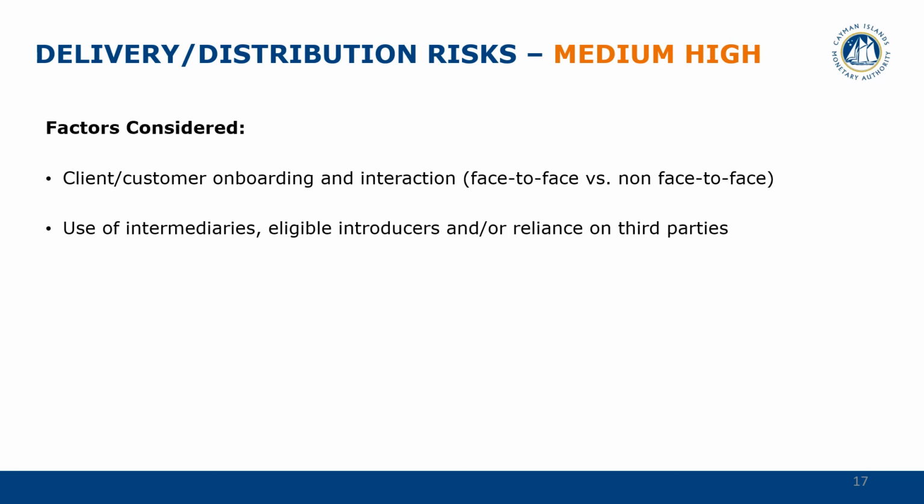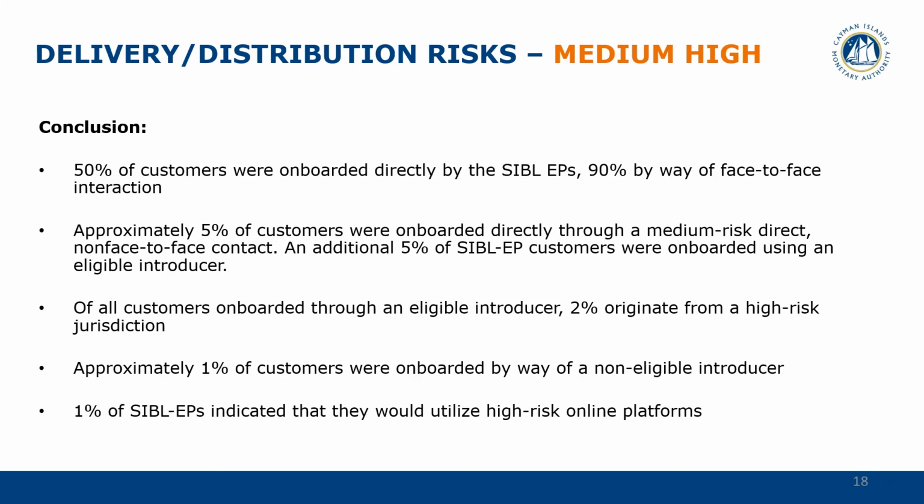So the factors considered here were the extent that client or customer onboarding and interaction is done face-to-face versus non-face-to-face, and the use of intermediaries, eligible introducers and/or reliance on third parties when conducting business. So the data around delivery and distribution risk showed that 50% of customers were actually onboarded directly by the CbP EPs, and 90% of these were done by face-to-face interaction.